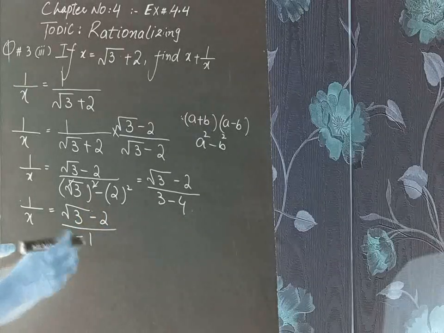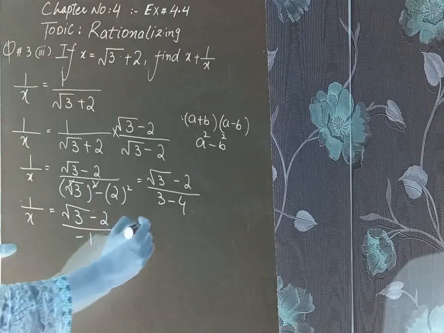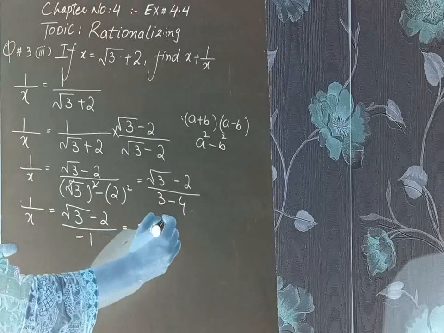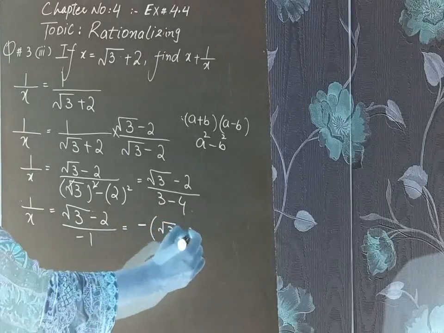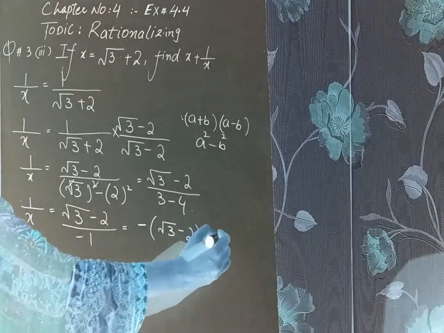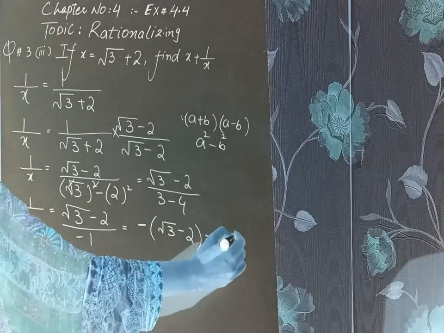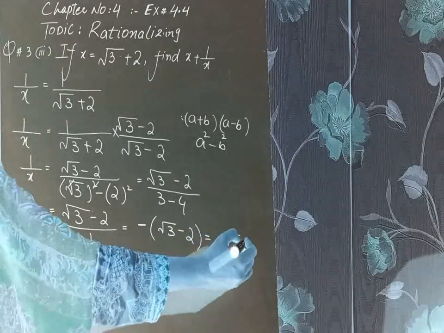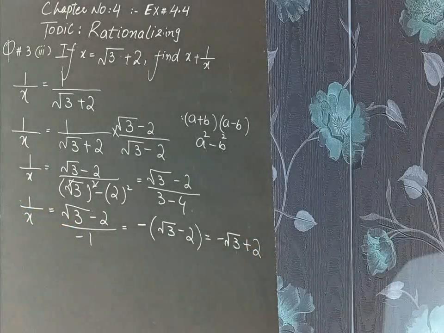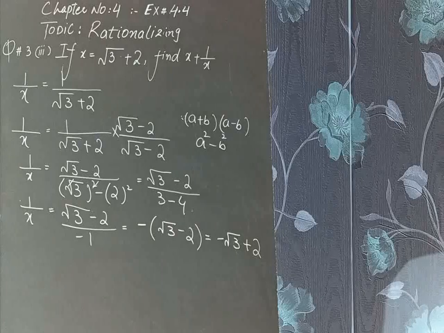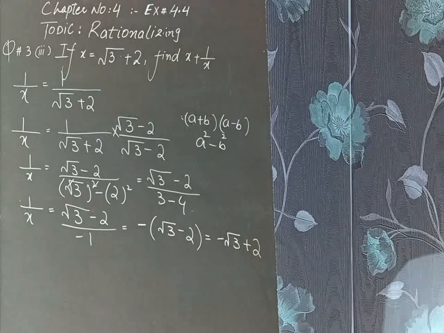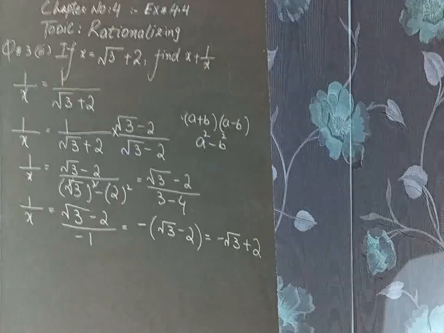This minus you will have to write with the numerator outside. This value will be in the bracket, under root 3 minus 2, and when you open it, it will be minus under root 3 and minus times minus will be plus. This is the value of 1 over x. Now we'll find from here x plus 1 over x. We will add both the values of x and 1 over x.